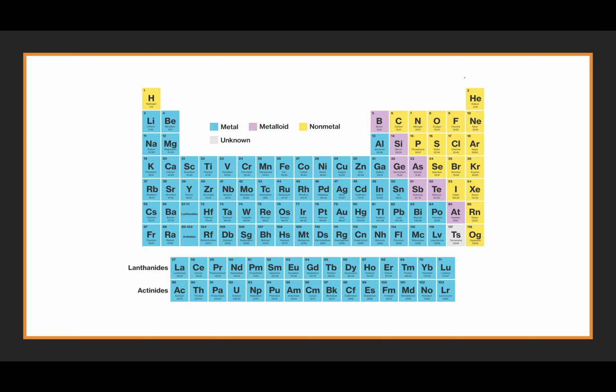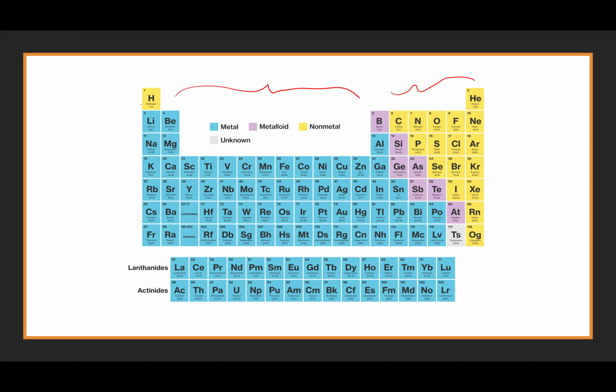To the right of the staircase, we have our nonmetals. So any element that is yellow in this section here is a nonmetal. And so those will exhibit the properties of nonmetals. They won't be conductive, etc. On the left-hand side of the staircase are our metals. Okay, so they're labeled in blue in this particular periodic table.